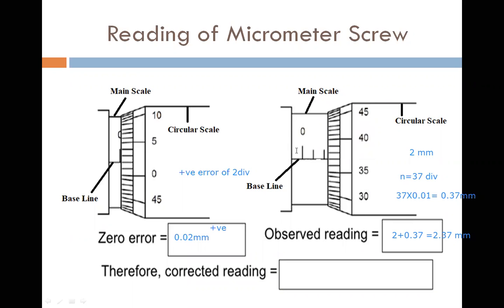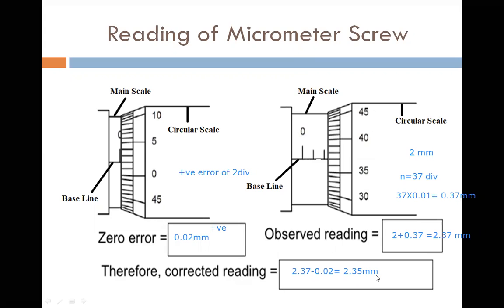This is my observed reading. But is this reading right? No. I have not nullified the error. So what is the corrected answer? As the error is positive, you have to subtract 0.02 from the reading, which will give me 2.35 mm. This is my right answer. So the dimension of the object I am measuring is 2.35 mm.